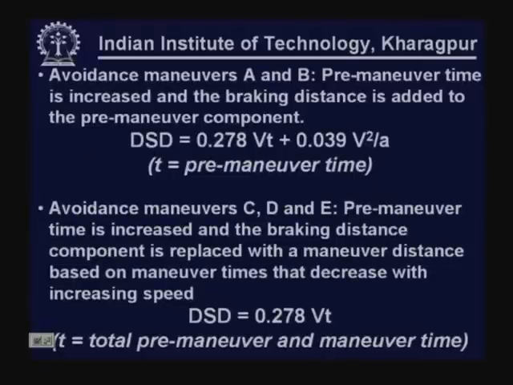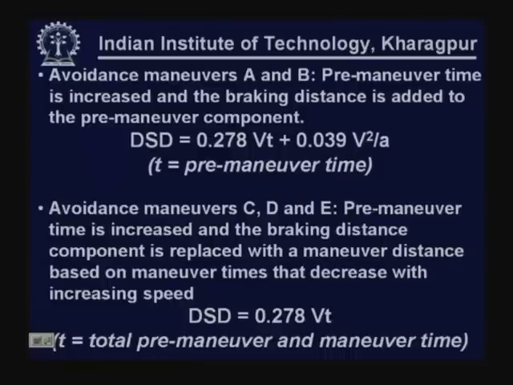For avoidance maneuver A and B, the pre-maneuver time is increased. Whatever we considered as perception reaction time, that is the pre-maneuver time, that t value is increased, and the braking distance is added to the pre-maneuver component, because ultimately it is a stopping maneuver. So, the equation is just like SSD: 0.278 V t plus 0.039 V square by a, but here the t is the pre-maneuver time, not the reaction time of 2.5 seconds which we considered in case of SSD.